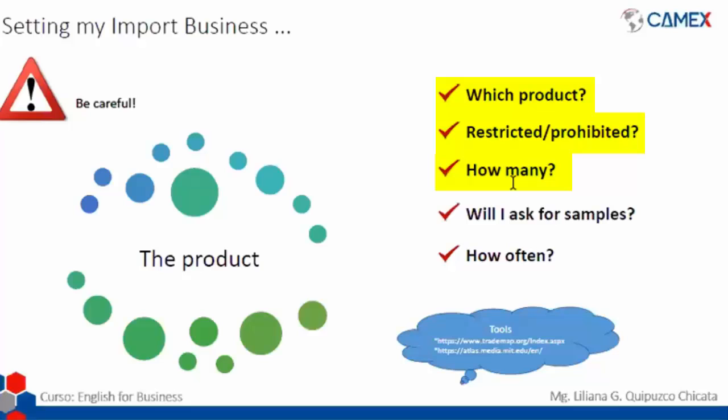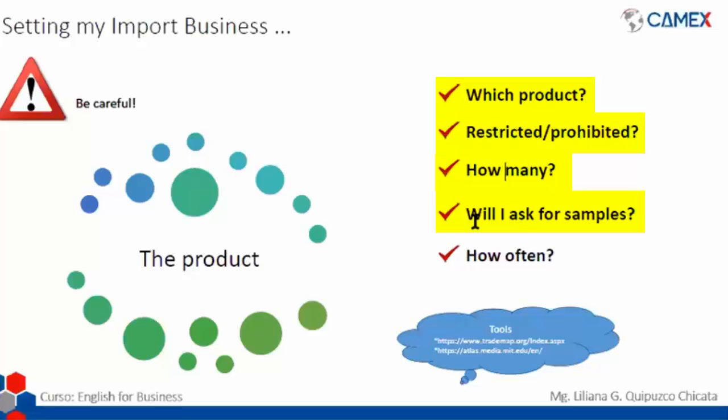Okay? After I know how much I'm going to buy, I can check if I want to ask for samples. In this case, if I'm going to bring, let's say, one container or 100 units of, let's say, maybe an electronic device, I can ask for samples in order to test them before I buy the 100 units of the container.